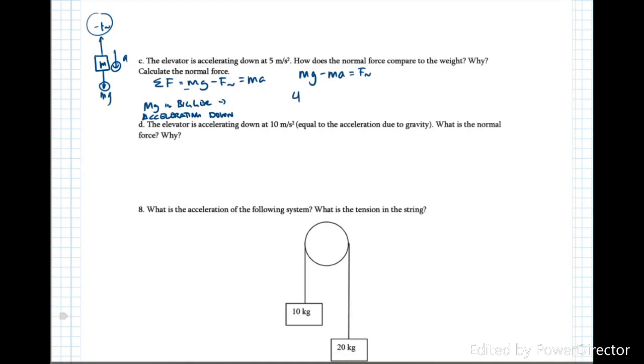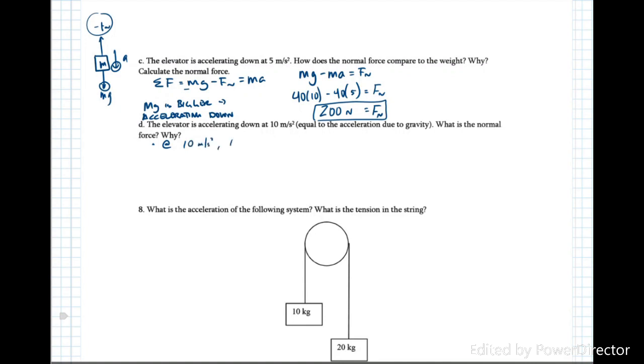I want us to calculate it. So 400 minus 200 gives me the normal force as 200. Now, in the case of the elevator accelerating down with the acceleration due to gravity, that would mean the elevator is in free fall. And if the elevator is in free fall, that means the only force acting on the boy is weight, and the normal force has to be 0. That's one way of looking at it.